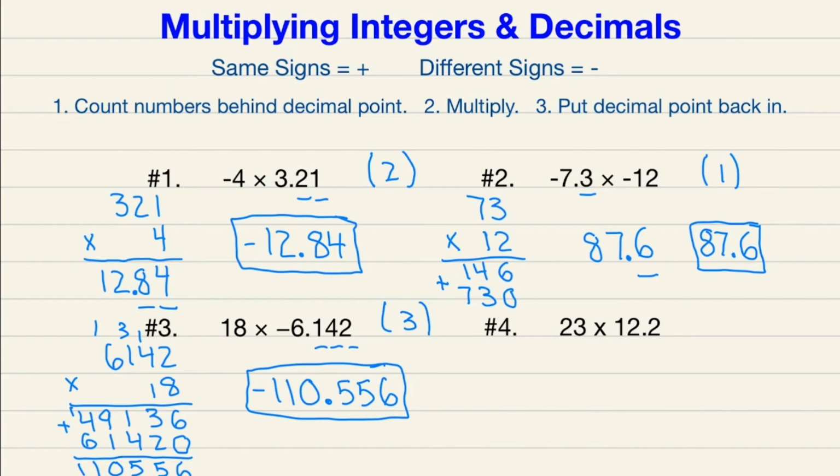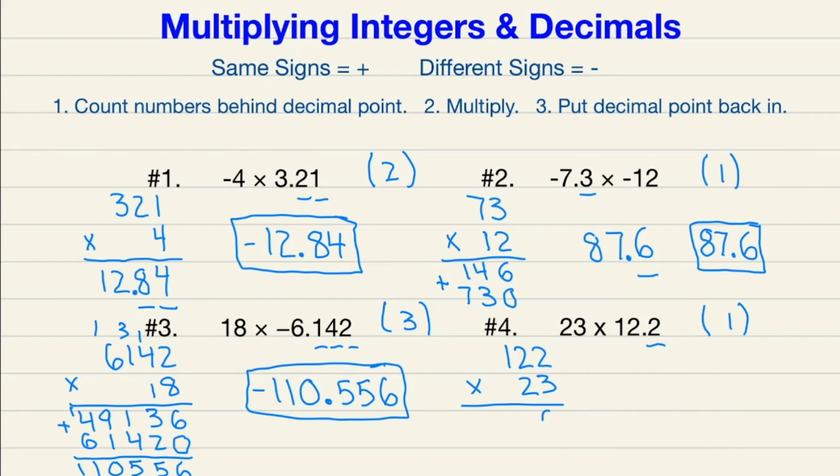For number 4, they are both positive. They have the same sign. So I know my final answer is also going to be positive. Count how many numbers are behind your decimal point. It's just that 1. So 1 in parentheses. And now, once again, let's multiply. So with the most digits up top, we have 122 times 23.